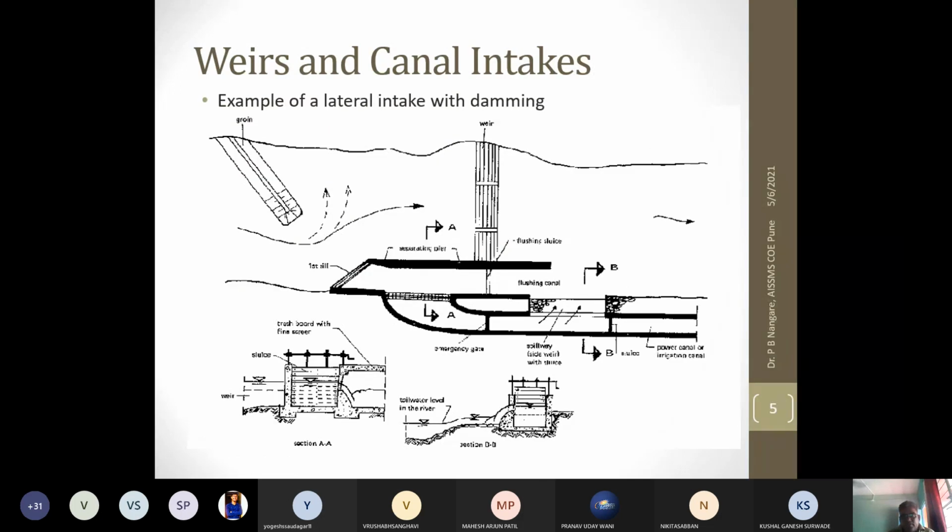Now let us see the section of this weir. This is the groin part. It is part of the river training works, and is used if there is any problem inside the river. Then this is the sill, the portion of the weir, and water goes directly towards the canal. This is the flushing sluices, through which water is passed. This is a power canal structure, and this is a spillway section. So you have to see the different sections here. This is the lateral intake with damming.